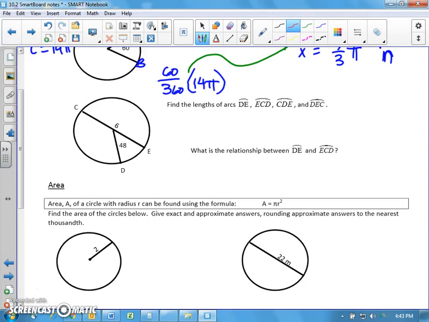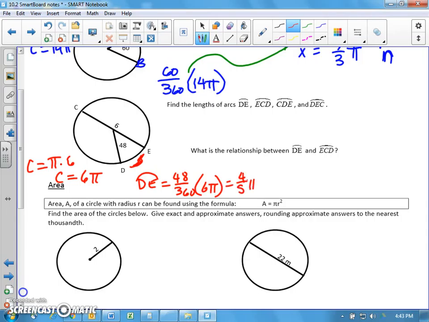Start by finding your circumference. Since they're giving me a diameter this time, I'm going to use pi times my diameter, so my circumference would be 6 pi. So if I want the length of arc DE, I have a central angle of 48 degrees. So the arc length of DE would be 48 360ths of 6 pi. When I simplify this, this is going to give me 4/5 pi, and this would just be units.